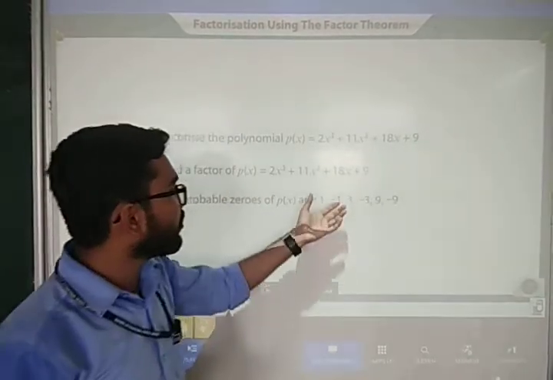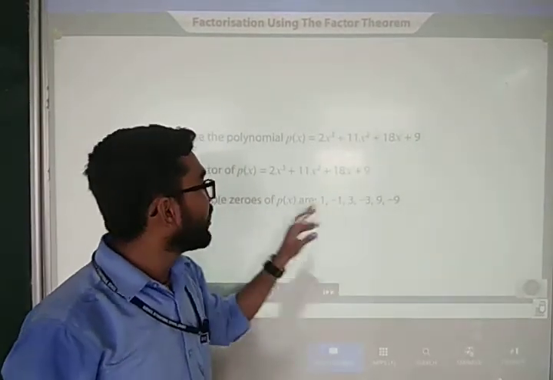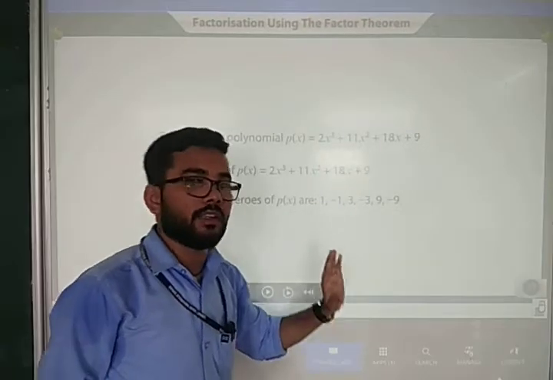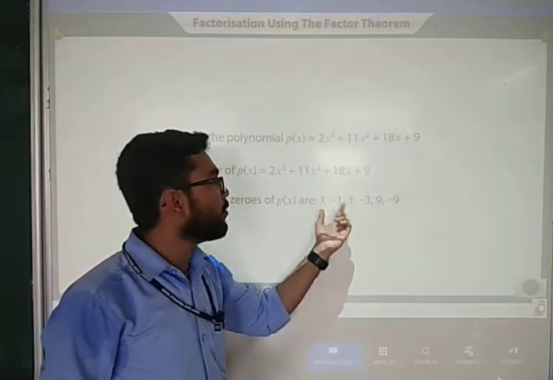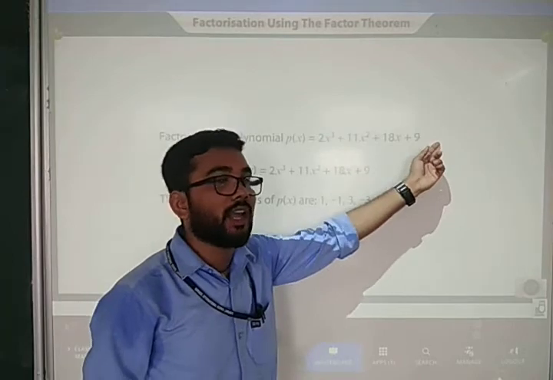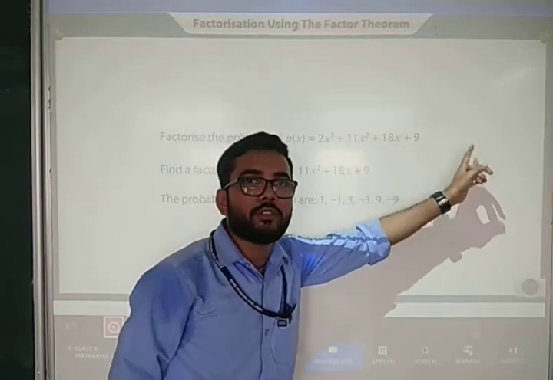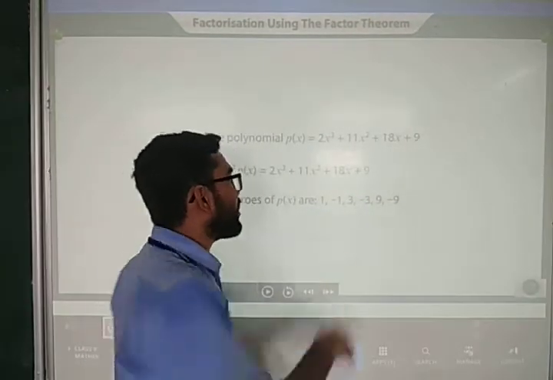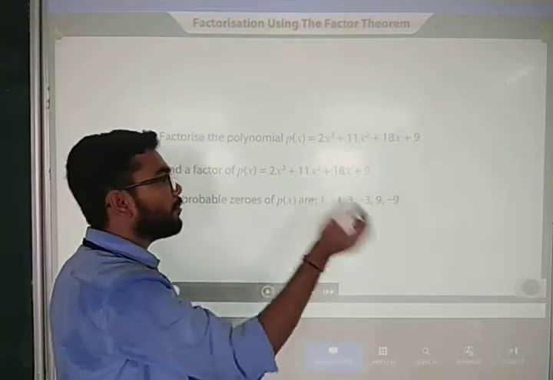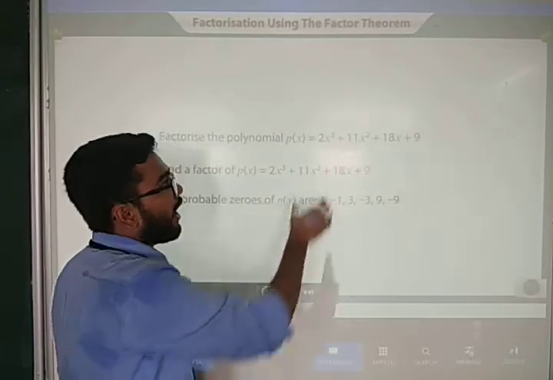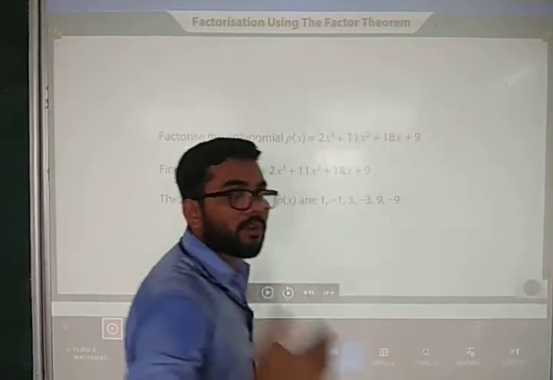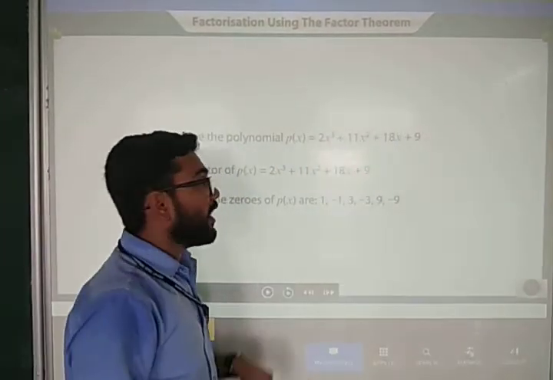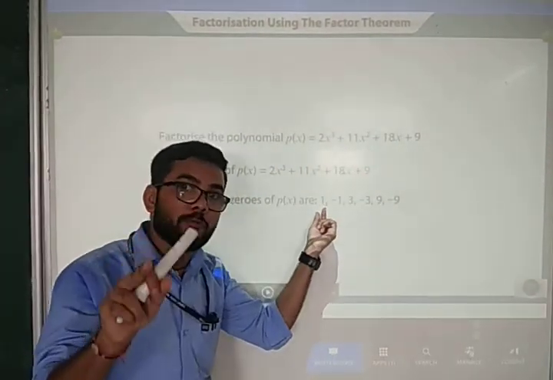Okay, so let us suppose these are the factors. If you put any number from these in this polynomial, and you get the value equal to 0, that number is a zero. Suppose I put 1 in place of x, and I get this polynomial equal to 0, it means that 1 is a zero of the polynomial.